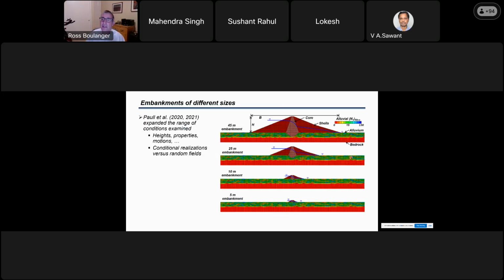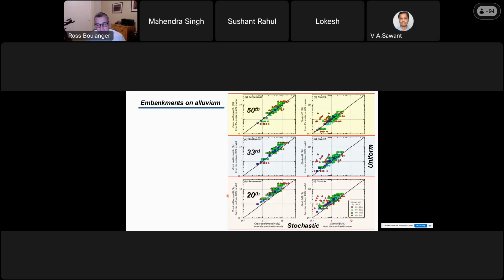Okay, now we can generalize that, and we can start looking at different size embankments. So 45 meter high, 25, 10 meter, 5 meter high embankments. We can now change the distributions, the stochastic properties, and et cetera, and we'll try to generalize it. And that leads to this figure, which is a little complicated, but we're going to walk through it now. It goes like this.